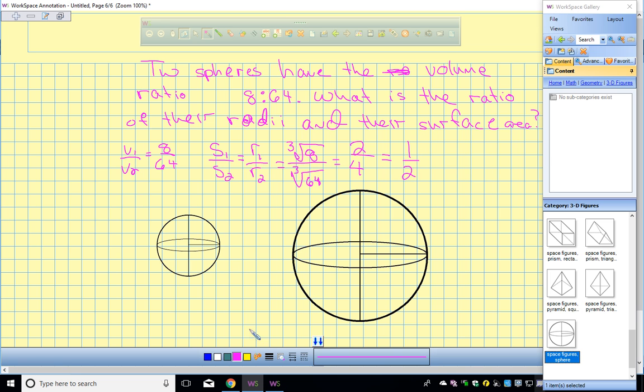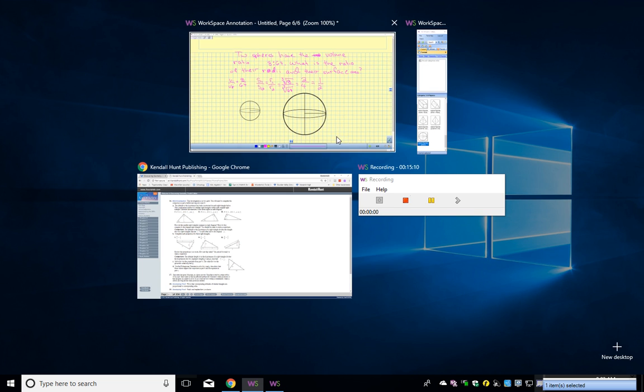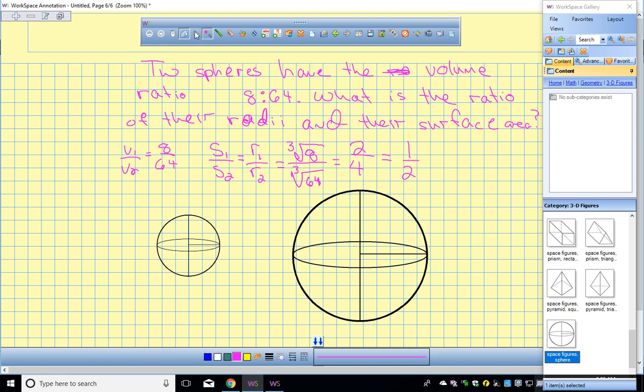What does that reduce to? 1 to 2. What's the ratio of their surface areas? How do I find the ratio of the areas if I know the ratio of the radii? Square it. So the ratio of the area 1 to area 2 is either 2 squared to 4 squared or 1 squared to 2 squared, which is 1 to 4. Okay? See how you do that?